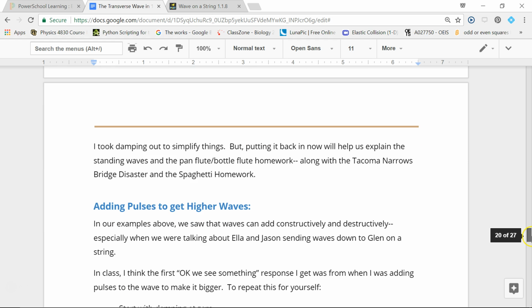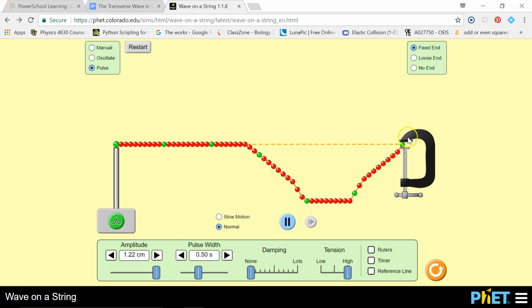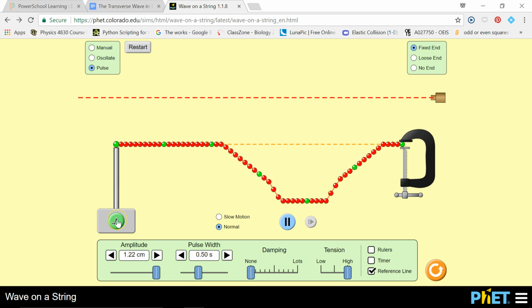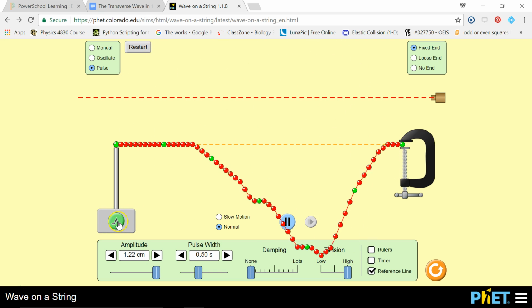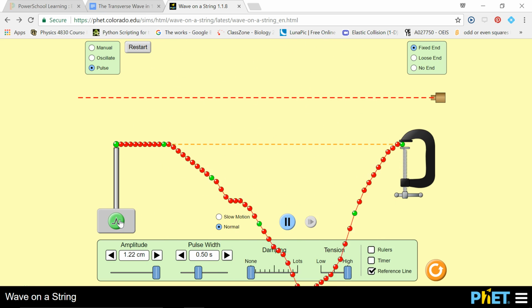Okay, so that was one thing that we did in class that seemed to register with people. If I send a pulse wave, my amplitude has to be something, I'll set it big. If I send a pulse wave down, I can make it get bigger by sending a pulse wave with it, by adding a pulse wave as it comes in. I can keep adding pulses to it.